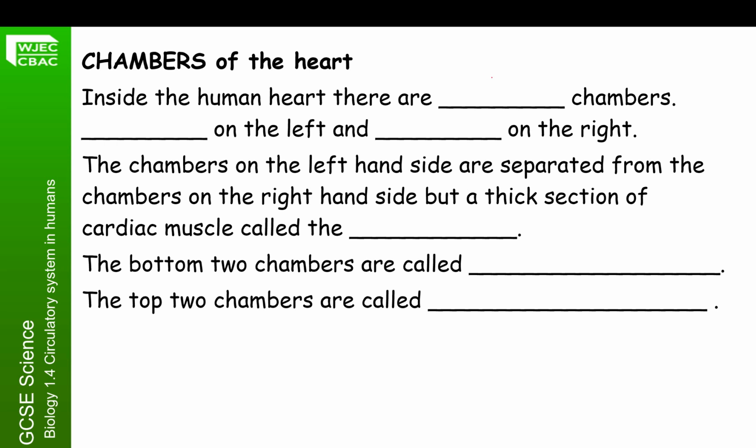So inside the human heart, you should have got that there are 4 chambers, 2 on the left and 2 on the right. The chambers on the left-hand side are separated from the chambers on the right-hand side by a thick section of cardiac muscle called, and that was the last thing we labelled, the septum. The bottom 2 chambers are called the ventricles, and the top 2 chambers are called the atria, for plural. One on its own, remember, is atrium.